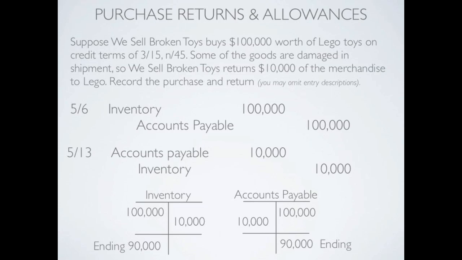Now in this scenario, I have two different options for paying. I could pay within the next 15 days from May the 6th and take a 3% discount on what I owe. Or I could pay after the discount period of 15 days and pay within 45 days and pay the total owed of $90,000. So let's take a look at both. So remember, the purchase was made on May the 6th.